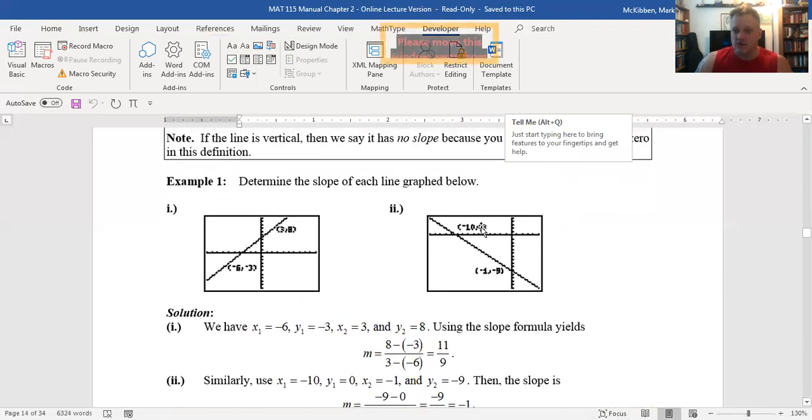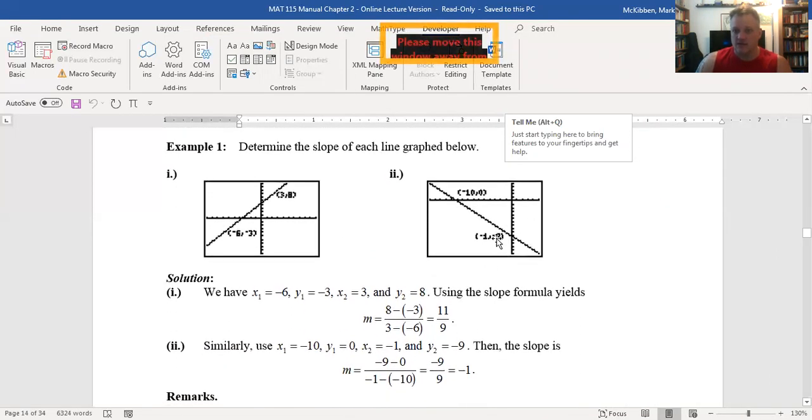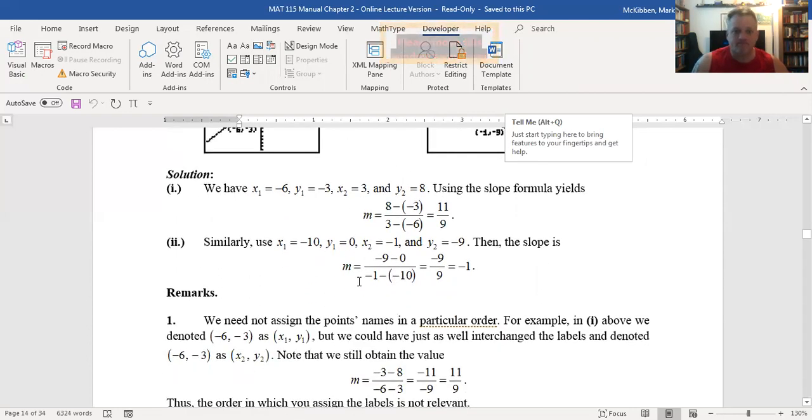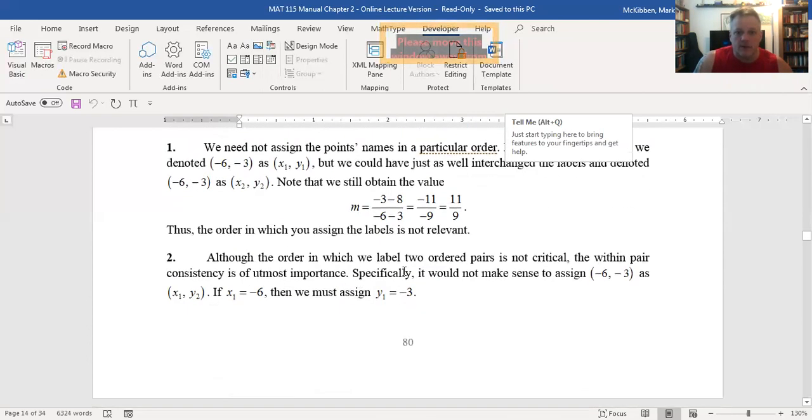Similarly here, you subtract the y's and then the x's. Notice in this case, I'm using this as the y1, so it's -9 minus 0 over -1 minus a -10. If I do that, I get a -1. Lines with negative slopes will be slanting downward, so they'll be falling per se. Lines with positive slopes will be climbing from left to right. All right, we addressed that.